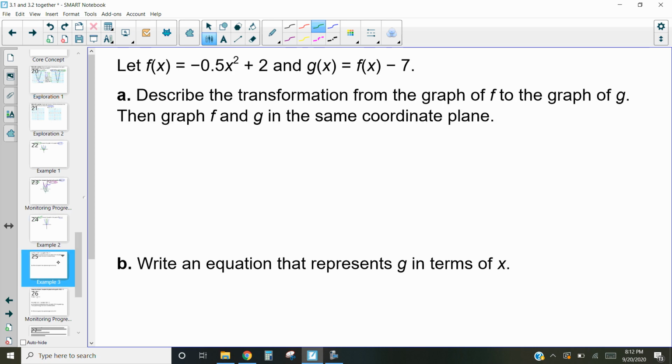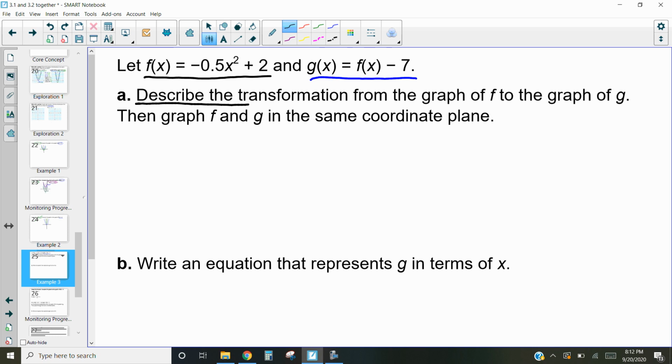Now, in this next example, what I want to look at is instead of comparing something to f of x, where f of x equals x squared, what we want to do is compare it to this other function and then say what happens. So right here, we want f of x to equal negative 0.5x squared plus 2 and g of x equal f of x minus 7. So it's that same function minus 7.